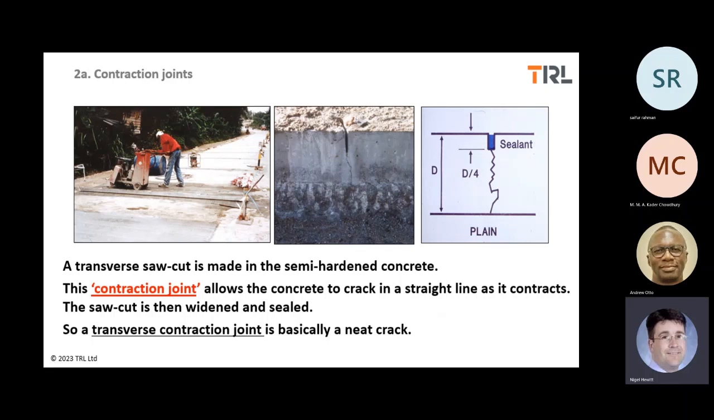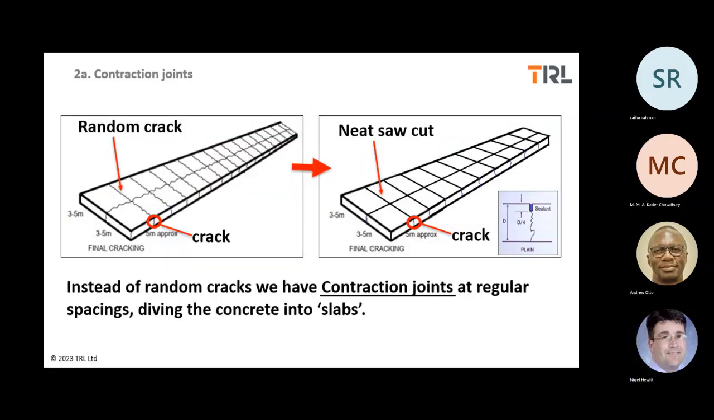So this is called a contraction joint, because as the concrete cures and dries out, the concrete contracts, and that's what's causing the cracking. So instead of having the random cracks that you would have if you didn't do anything, now you've got neat saw cuts at the top, and you're controlling where the crack is. So if you've got a neat saw cut, then you can seal that and stop water getting in much more easily than if you had just a random crack.